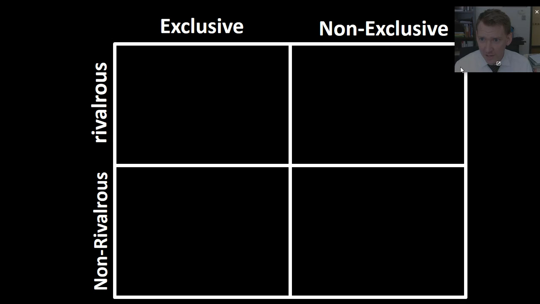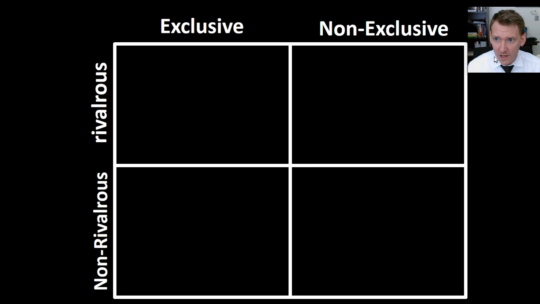All right, we've got a chart here that's going to help us understand what's going on. In this chart, I've got exclusive, non-exclusive. All the things in this column are going to be exclusive or excludable, usually by price. And in this column, we'll have things that are non-exclusive or non-excludable, mainly going to be free.